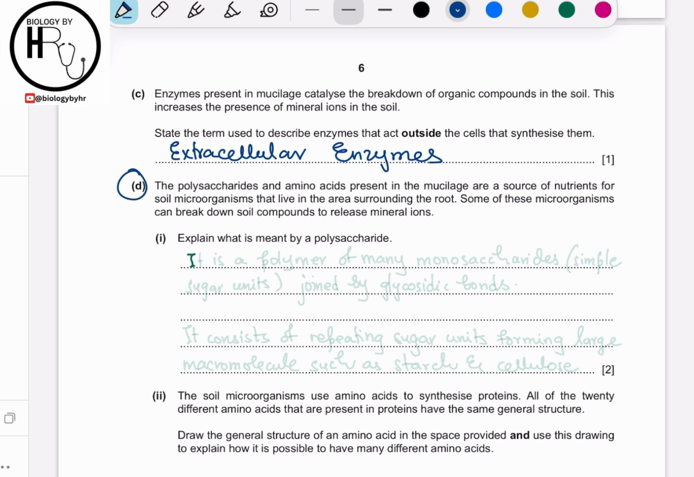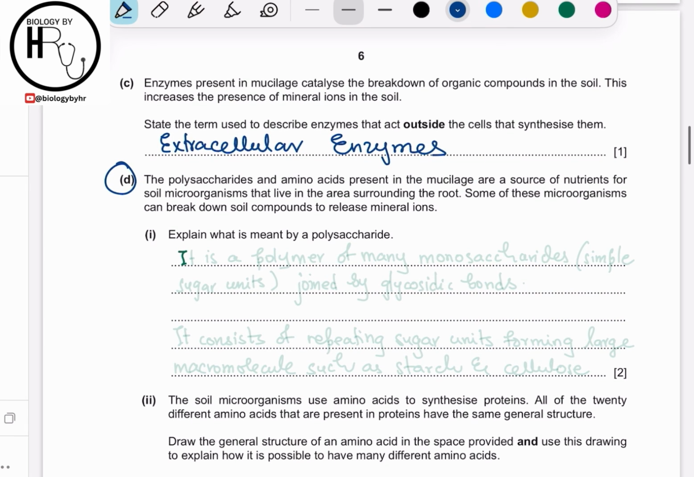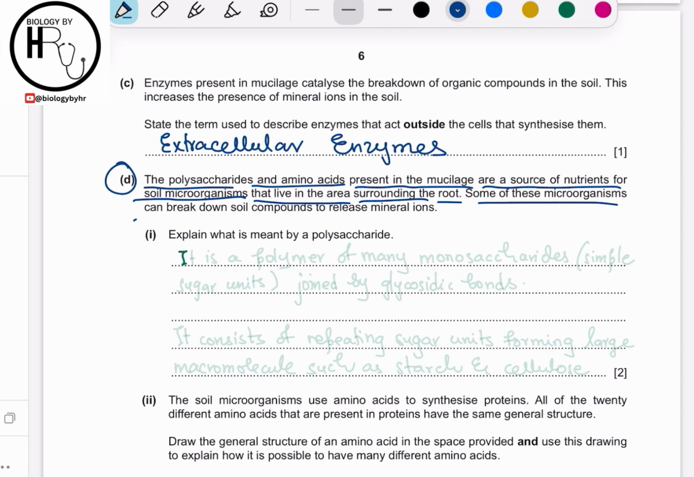Now moving on to part D over here. Part D is relatively a very simple part. The polysaccharides and amino acids present in the mucilage are a source of nutrients for the soil microorganisms that live in the area surrounding the root. Some of these microorganisms can break down soil compounds to release the mineral ions. Then further they are saying in part 1 to explain what is meant by a polysaccharide. So what is meant by polysaccharides?